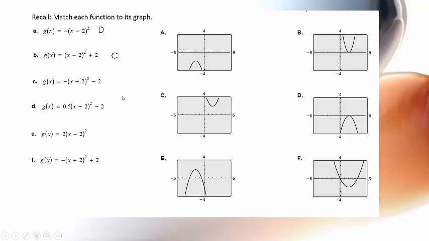And then we could continue to go on. So upside down, left, and down puts you at letter A. We do have a vertical shrink. That's really not going to matter so much because if we go right and down, there's only one graph that does that, and it's F. So then E would have to be B, and then F would have to be E.